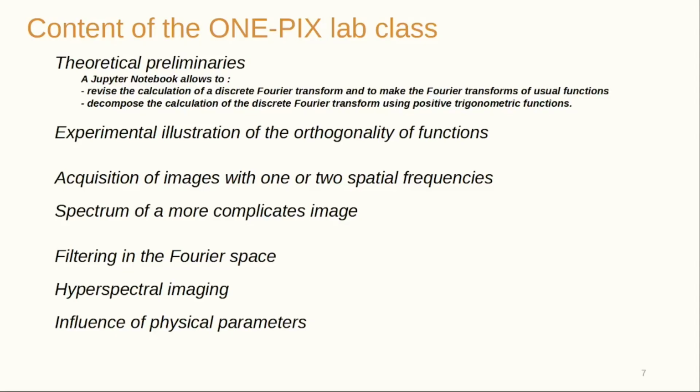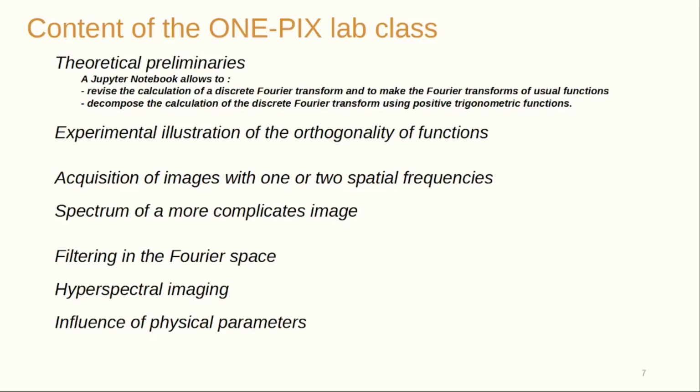First, theoretical preliminaries that the students will do at home with a Jupyter notebook that allows them to revise the calculation of a discrete Fourier transform and to make the Fourier transform of usual functions. Then this notebook explains how to decompose the calculation of the discrete Fourier transform by using trigonometric functions. First, the experimental illustration of the orthogonality of functions. Then the acquisition of images with one or two spatial frequencies. I'm going to show you this after.